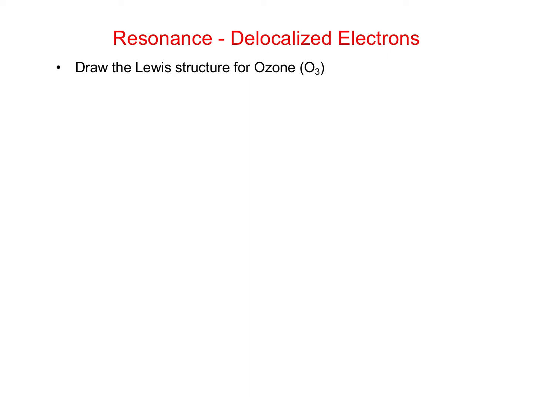So ozone is O3, so one of the oxygens is a central atom, and the other two oxygens are arranged around it. The number of valence electrons: 3 times 6 for a total of 18. So I'll give single bonds to all the atoms that need to be connected. Then I'll start giving electrons as lone pairs to the non-central atoms.